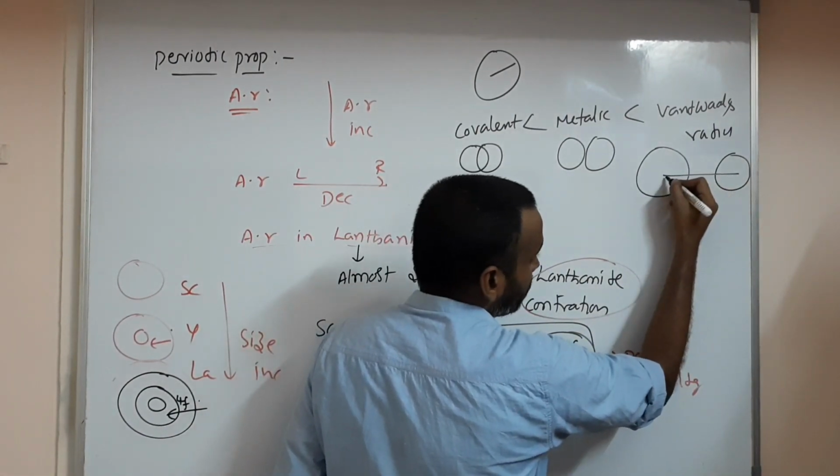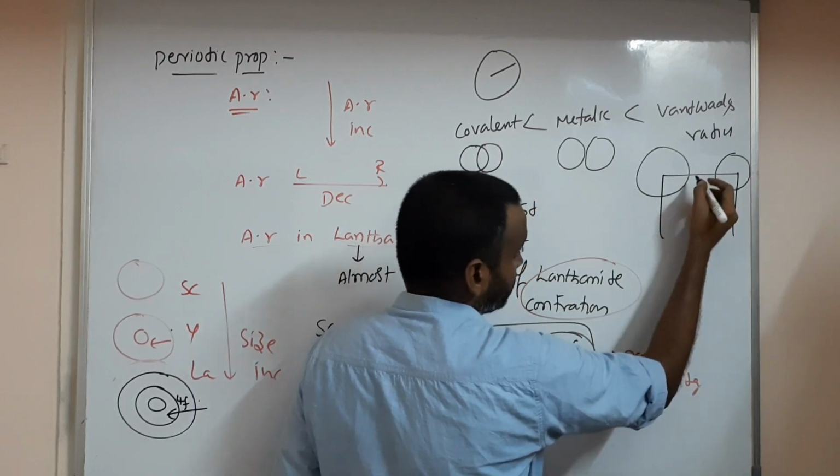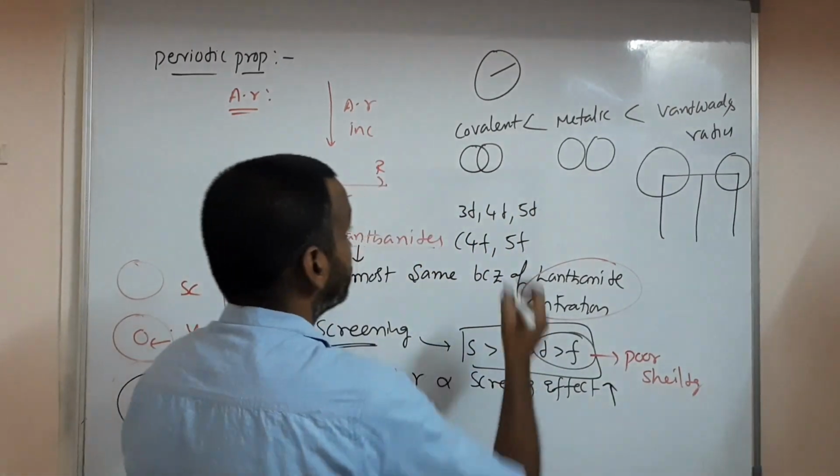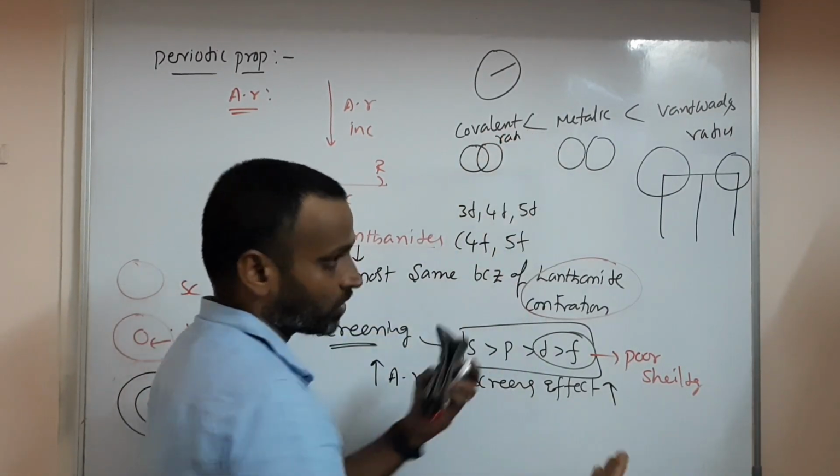No attachment here, just half of the internuclear distance we have to take. Van der Waals radius is big. This is covalent radius, which is small because one goes into another.